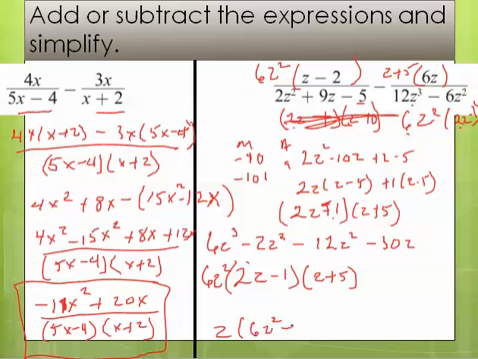minus 14z minus 30 divided by 6z squared, 2z minus 1 and z plus 5. Well, one of these z's is going to cancel out with that one. So those are going to cancel out and be gone.